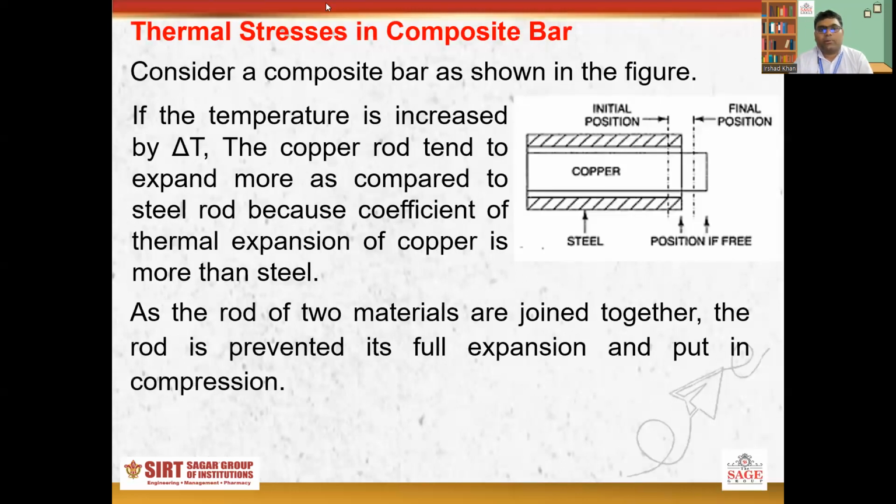So let's talk about the thermal stresses in the composite bar. See this diagram. This is a composite bar, which is made of copper and steel. Copper is in the inner part, and the outer part is made of steel. It means there is a composite of two materials, set up like this. You can see it in the diagram.